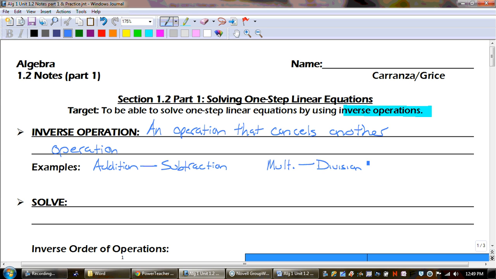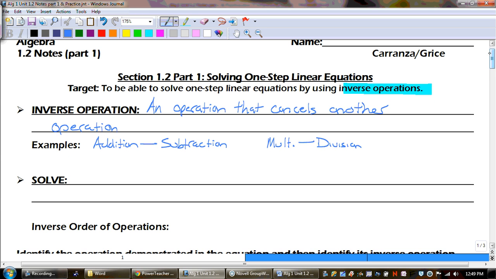The other thing we're going to be doing today is solving. Solve is when we use inverse operations to find the solution of an equation. So inverse operations cancel each other out, and solve is when we use those inverse operations to find the solution of an equation.